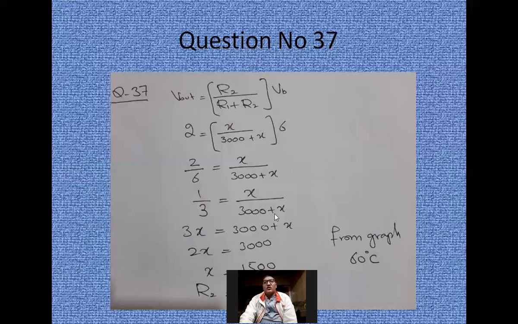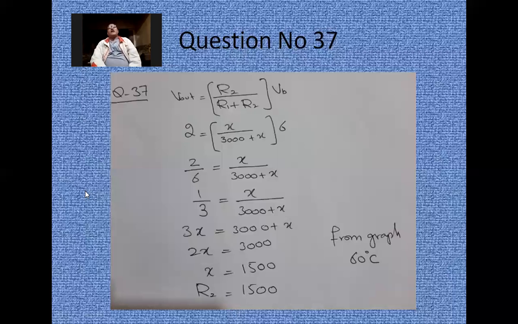So you know V out equals R2 divided by R1 plus R2, times the voltage of the battery. V out is 2 volt, equals R2, which we don't know, that is X, and R1 is 3000 ohm, so 3000 plus X, times the 6 volt battery voltage. Bring this here, so it will be 2 by 6, which is 1 by 3. So you will have 1 by 3 equals X divided by 3000 plus X, so cross multiply.